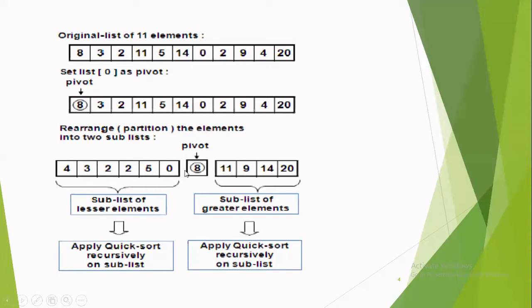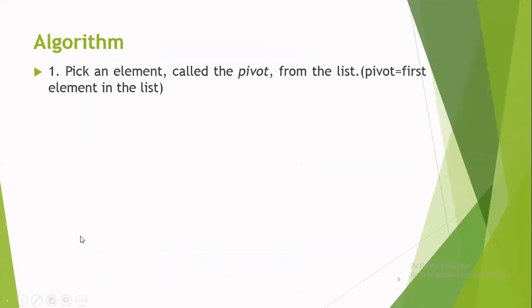After rearranging the list, we partition the list into two halves. The left half will have the elements lesser than the pivot, and the right half will have the elements greater than the pivot. Now we apply the same process, choosing the pivot and rearranging the elements, recursively on these two sublists until the list contains only one element. Now let us look into the algorithm.